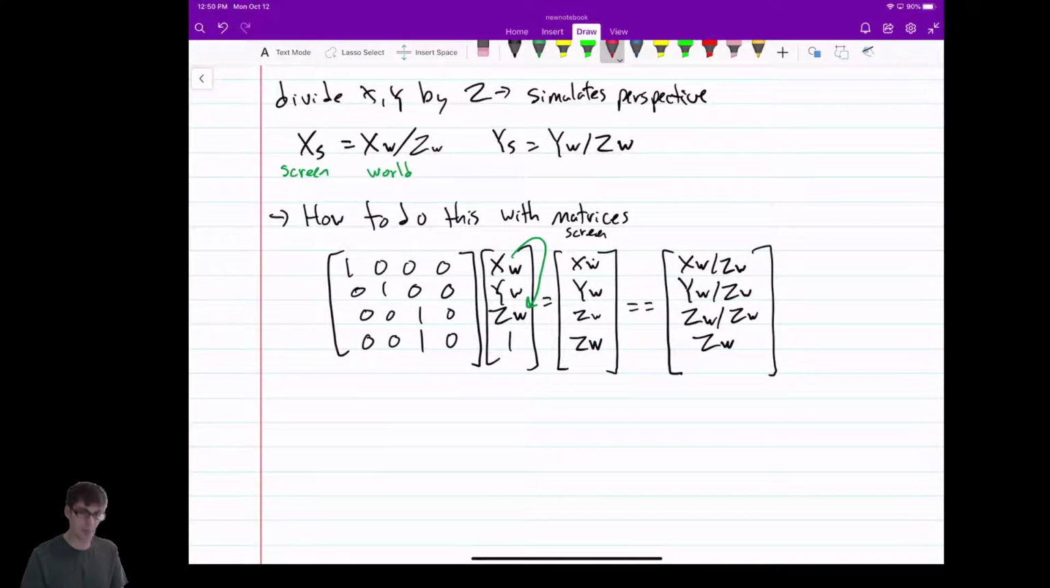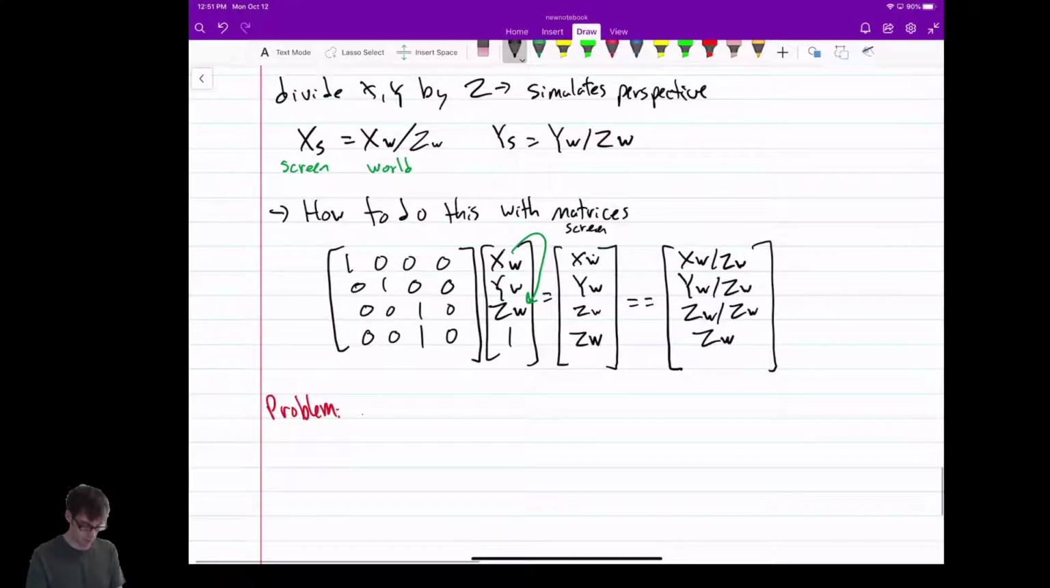There's a couple of problems here you might not be noticing, but the first problem is kind of tricky. And that problem is that in a right-handed system, z goes toward me. If I'm going into the scene, the z is negative.